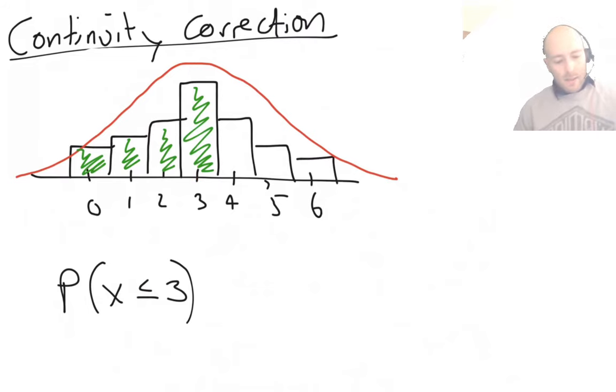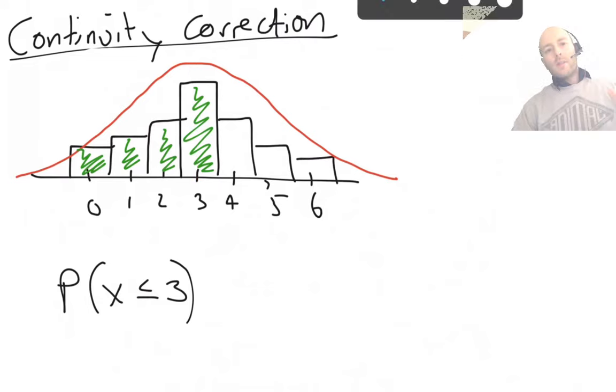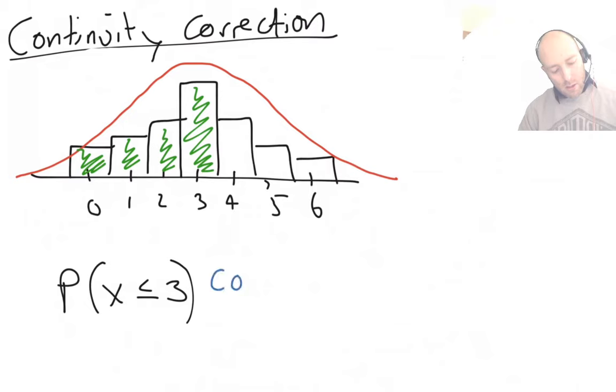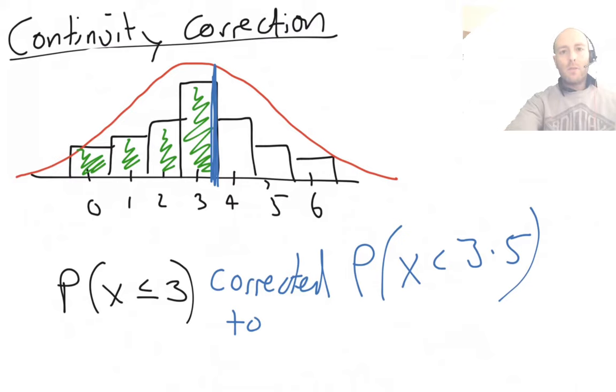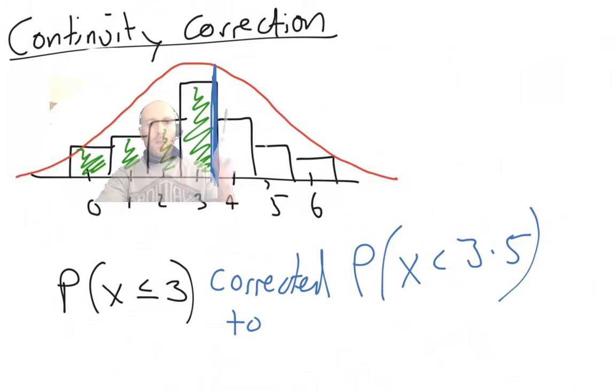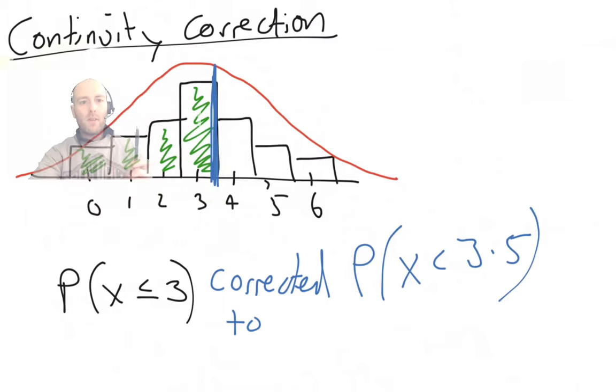So what we're going to do instead is a continuity correction, which is a correction for the fact we're using a continuous variable instead of a discrete variable. So our corrected probability is going to be x is less than this value, and that value there is 3.5. We do that because otherwise we won't include the whole of this green bar. This is what we wanted on the discrete distribution. So to include that on a normal distribution, we need to go from 3.5 down.